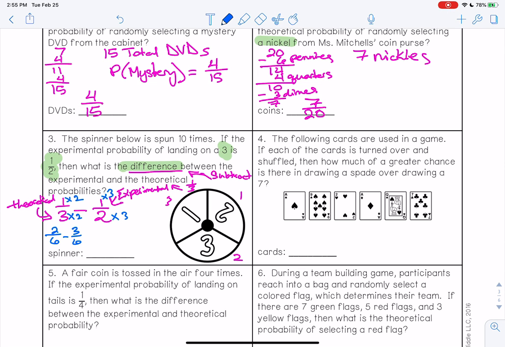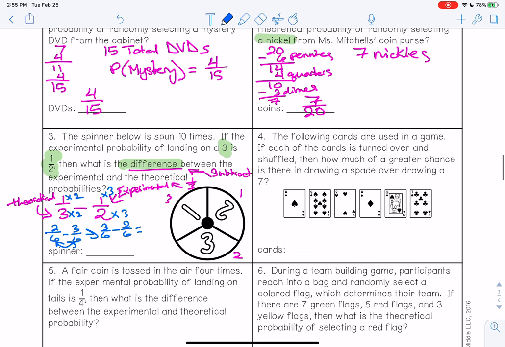Okay, so now we're going to subtract them. And actually, I wrote these backwards. So we actually want them the other way. So this is going to end up being 3 over 6 minus 2 over 6. The experimental minus the theoretical. Sorry. And 3 minus 2 is 1. We leave the bottom alone, and you end up with 1 over 6 as your answer. Okay?